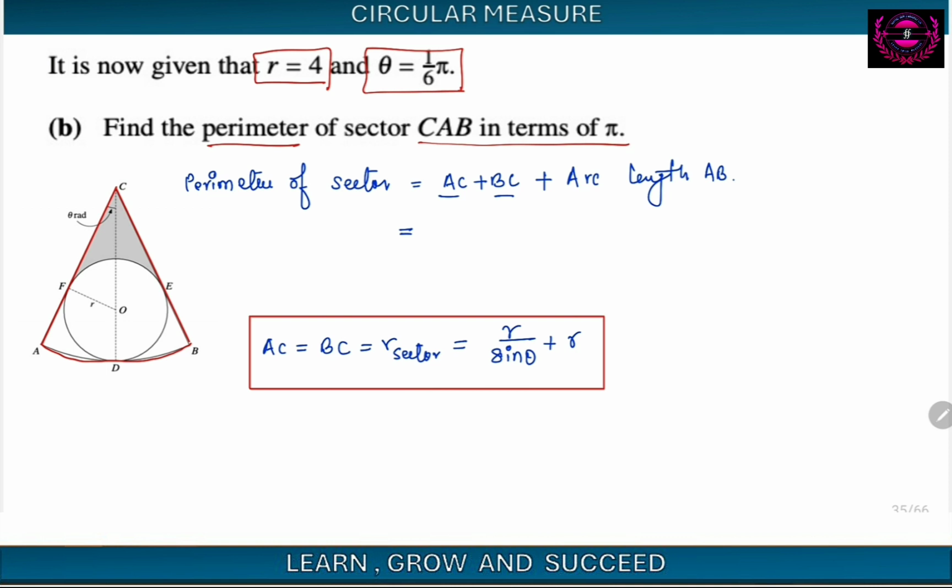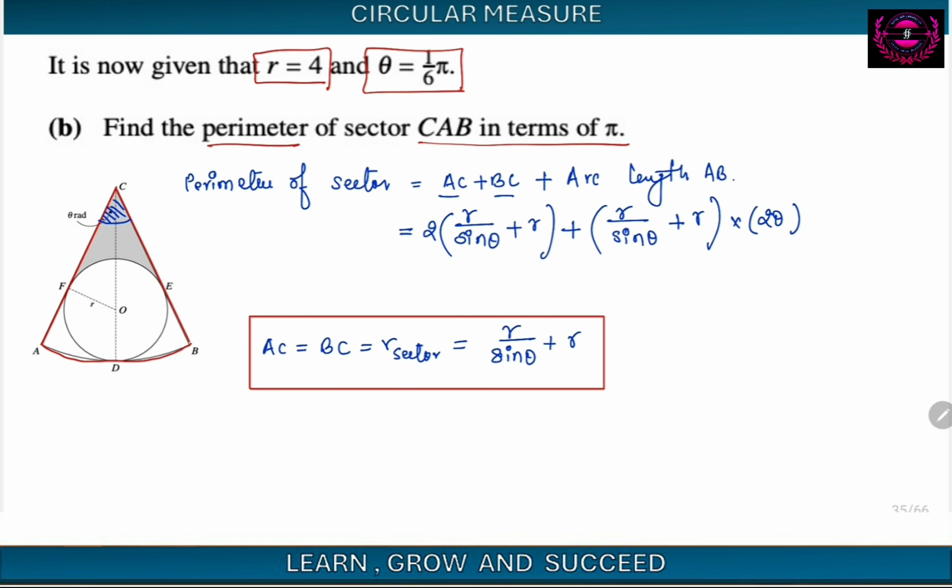So using this in this question, 2 into the radius of the sector, which is r upon sine theta plus r, and arc length AB is r theta. So our radius is r upon sine theta plus r, which is the radius of the sector, and small r is the radius of the circle, into theta. So theta is this angle, this complete angle, so this is twice theta.